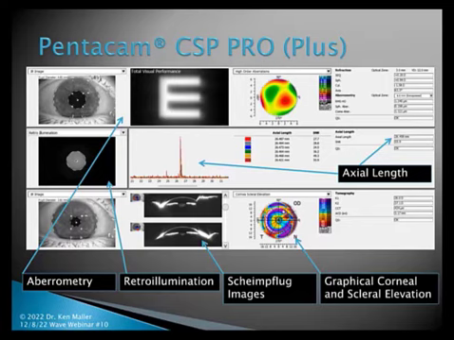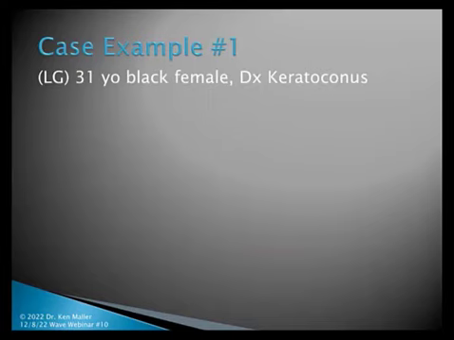All right, so let's get to a couple of cases and see how we put all this into clinical practice. LG is a 31-year-old Black female who was diagnosed with keratoconus. She had been referred to me 4 years prior to her actually coming in. The 4-year delay was due to her first experience being put into a contact lens. It didn't go very well, and that put her off for 4 years before she came in to see me.